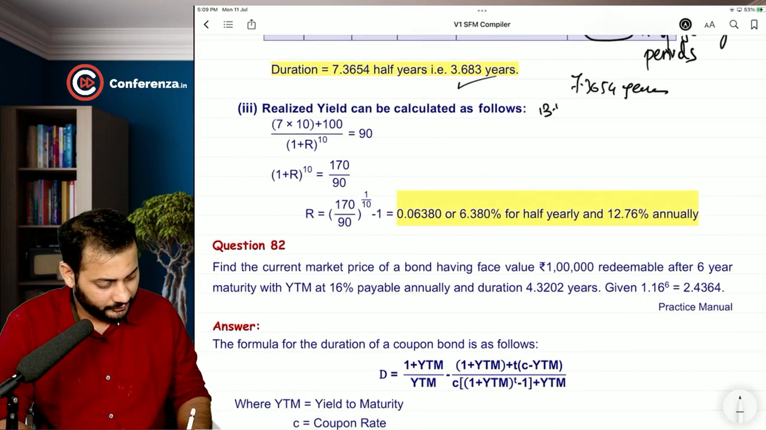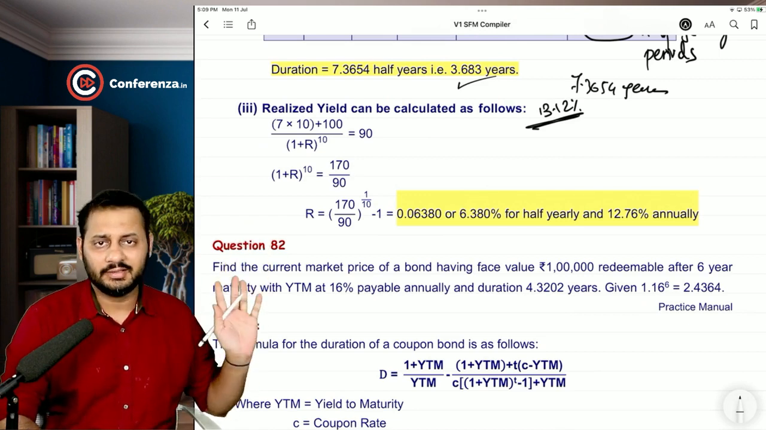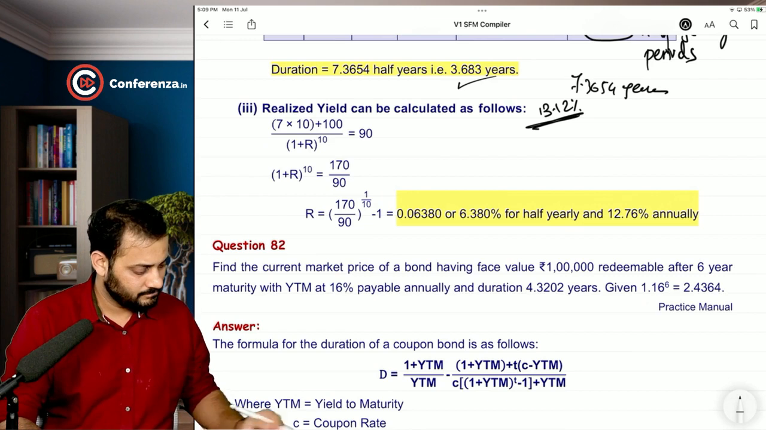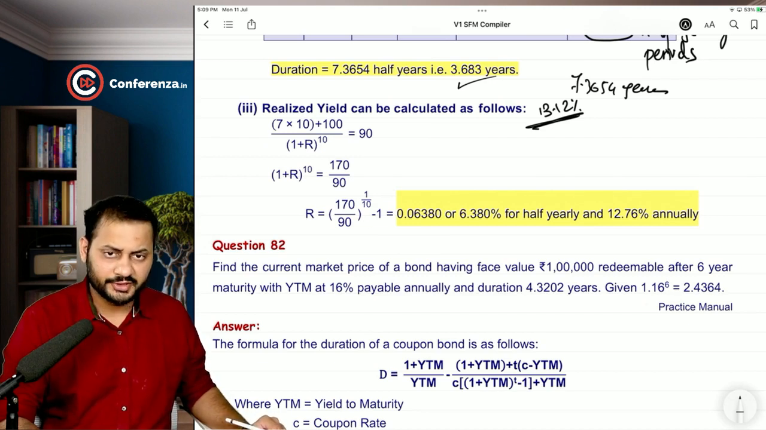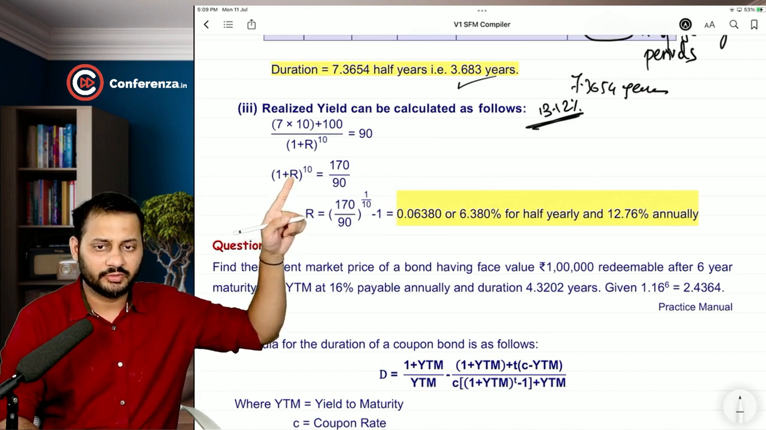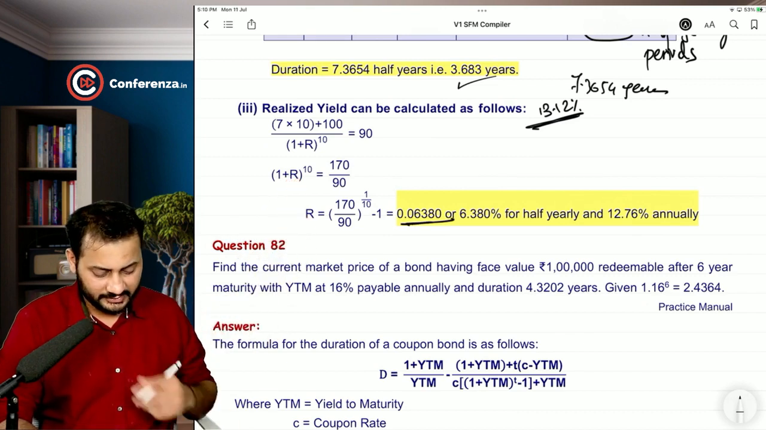Let me check what is the answer by the institute. It should have been 13.12%, but they have not taken it. I can clearly say this is wrong. Let me once check. No, not wrong. This is right. Up till this point, everything is right. Okay, 1 plus r to the power 10. This r is half yearly because they have not divided it by 2. So I can say this entire r is half yearly, and the r is coming to 6.380. Their answer is coming to 6.380.